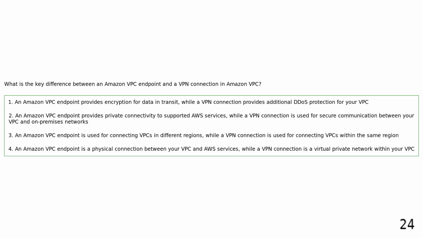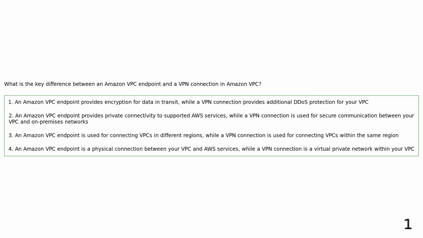What is the key difference between an Amazon VPC endpoint and a VPN connection in Amazon VPC? An Amazon VPC endpoint provides encryption for data in transit, while a VPN connection provides additional DDoS protection for your VPC. An Amazon VPC endpoint provides private connectivity to supported AWS services, while a VPN connection is used for secure communication between your VPC and on-premises networks.